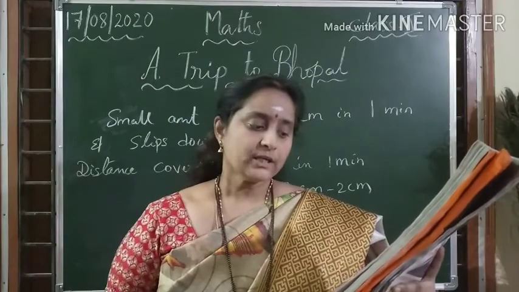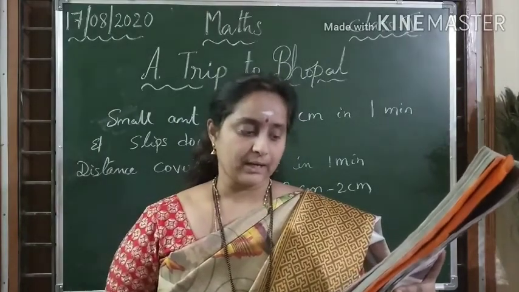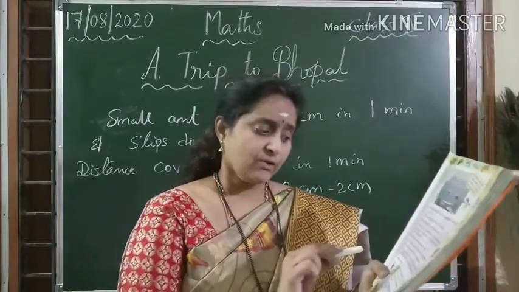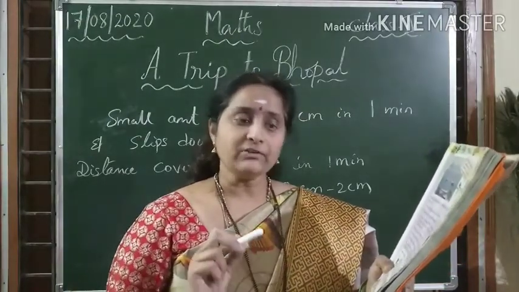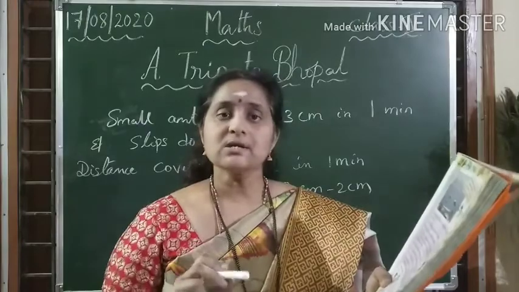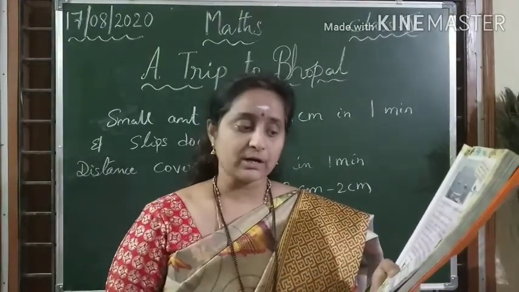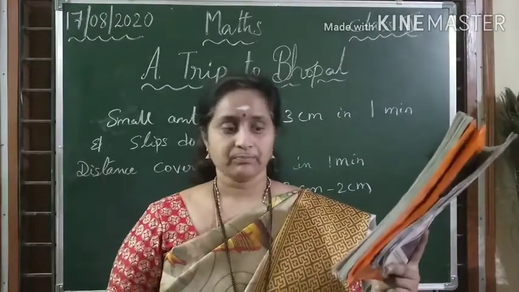So, they should reach Oceanpark by dash o'clock. They started by 4 o'clock and it will take 2 hours, means 4 o'clock plus 2 hours, which is nothing but they will reach Oceanpark by 6 o'clock.